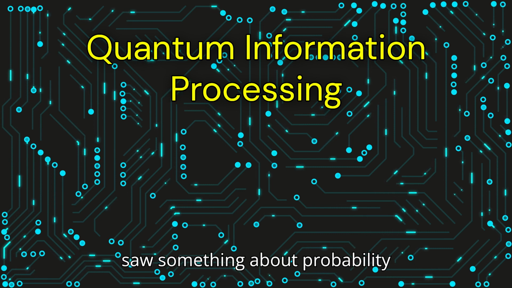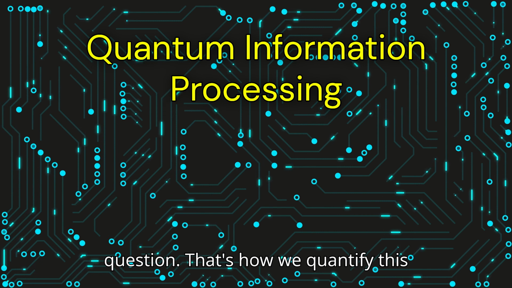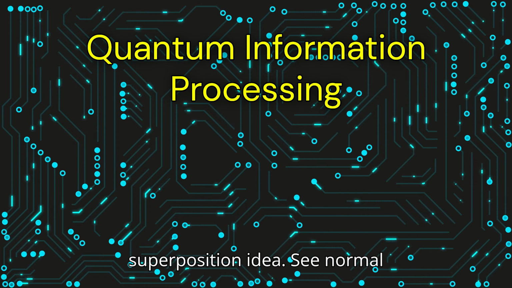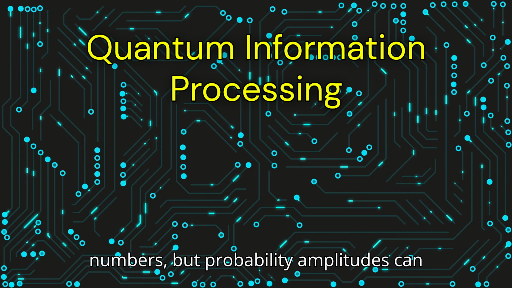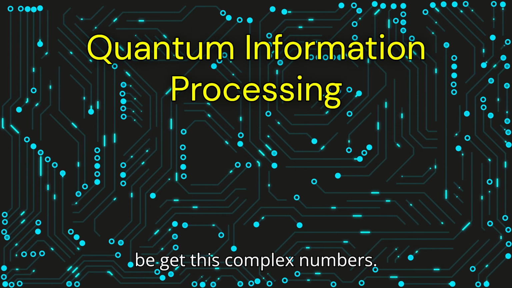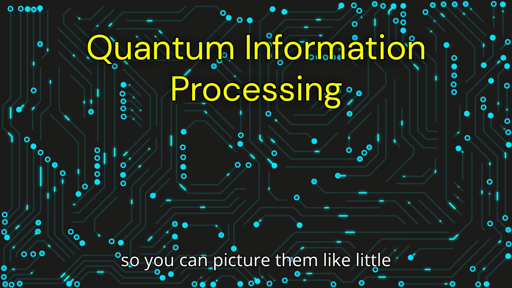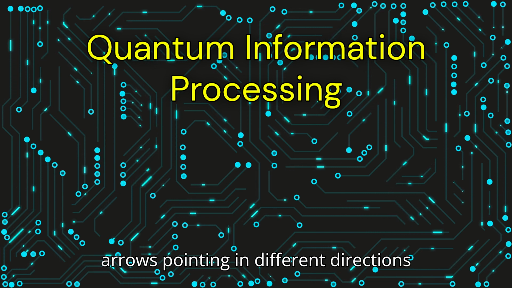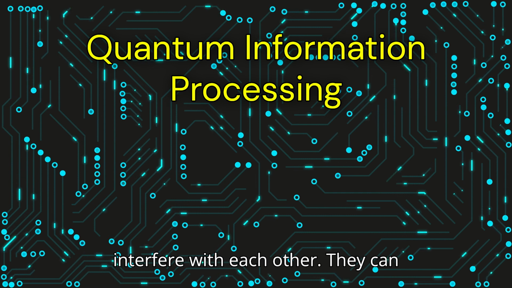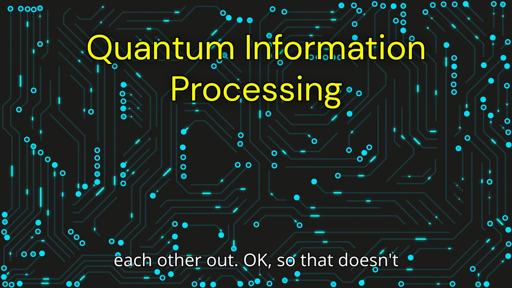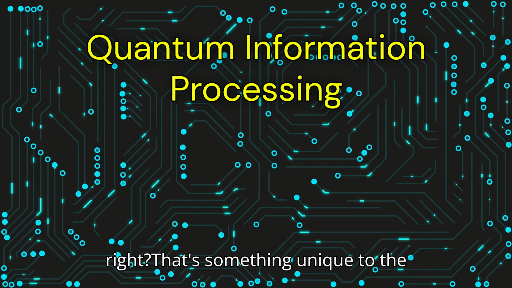I saw something about probability amplitudes in one of the sources. Ah, great question. That's how we quantify this superposition idea. See, normal probabilities are always positive numbers. But probability amplitudes can be, get this, complex numbers. Oh, back to high school math class. Yeah. So you can picture them like little arrows pointing in different directions on a plane. And these arrows can interfere with each other. They can reinforce each other, or they can cancel each other out. Okay, so that doesn't really happen with regular probabilities. Right, that's something unique to the quantum world.